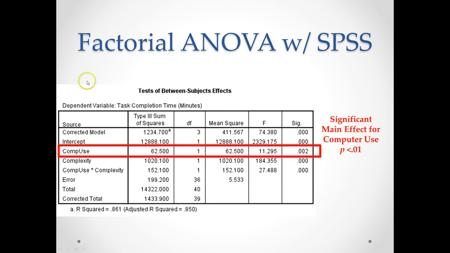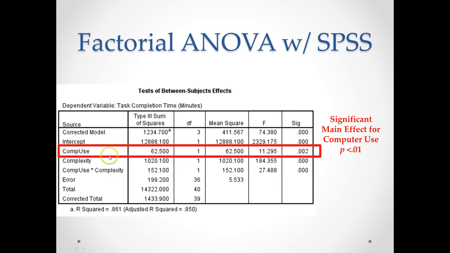So here's what the output box looks like for a factorial ANOVA. There's a lot of numbers here, and it gets a little confusing. So the first line, corrected model, you can ignore that. The intercept, you can ignore that. And at the bottom, error, total, and corrected total, you can ignore all of that. All we care about is these three middle ones right here. Comp use, complexity, and computer use times, that's an asterisk, which stands for times, complexity. This is a product term, and product terms are used to symbolize an interaction effect.